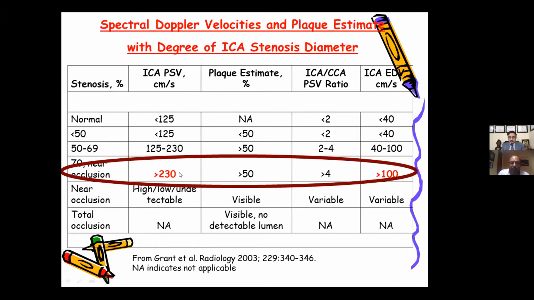We should have an internal carotid artery velocity of more than 230 centimeters per second. We should have an internal carotid artery end diastolic velocity of almost 85 or more, I'll say 85 to 90 centimeters per second. The Grand Radiology report of 2003-2004 talks of more than 100%, but subsequent literature talks about 85 to 90%.